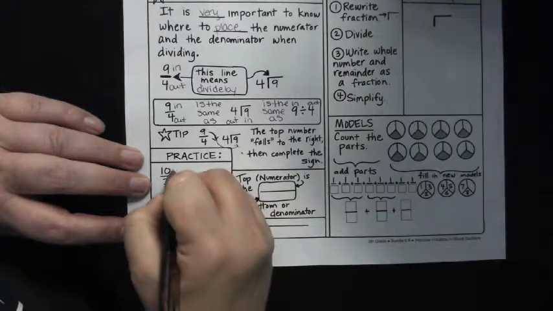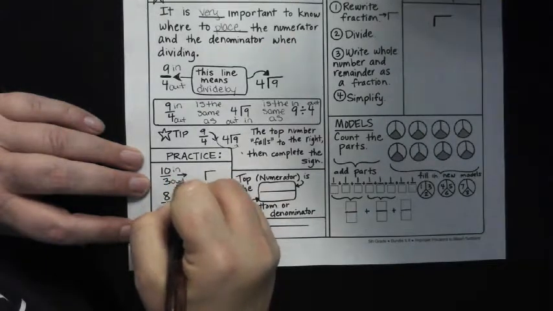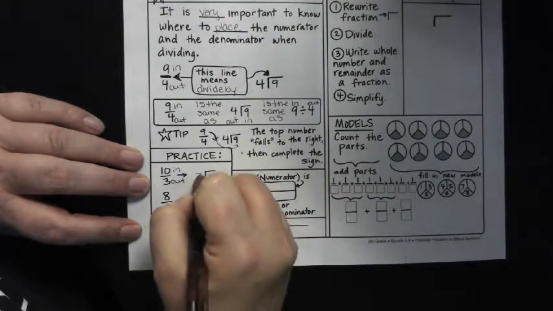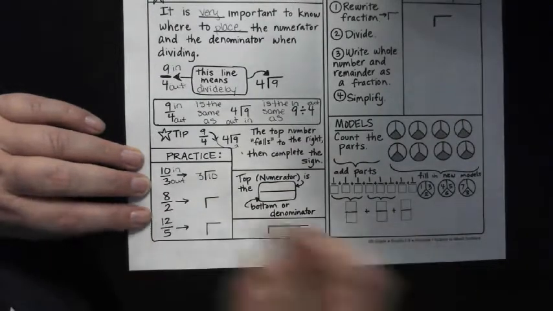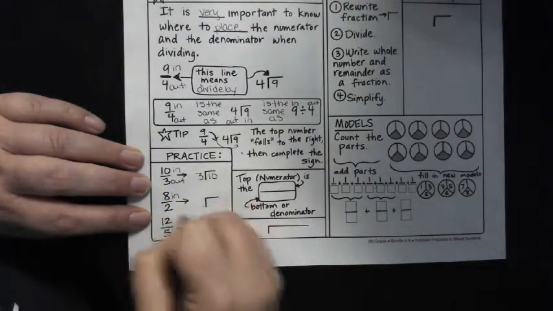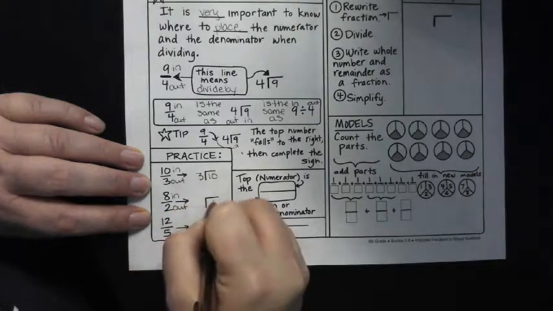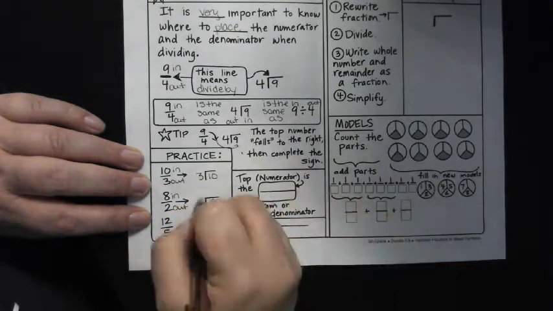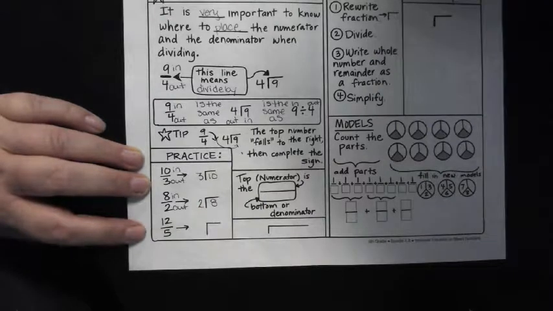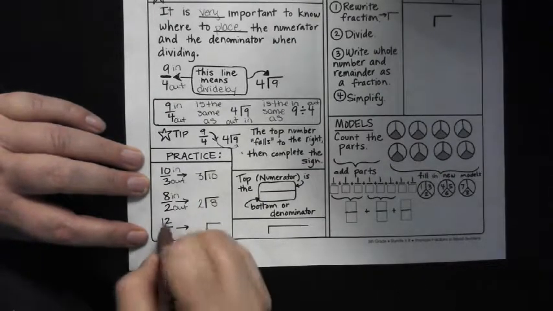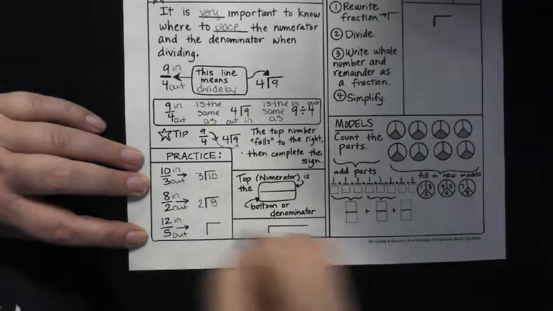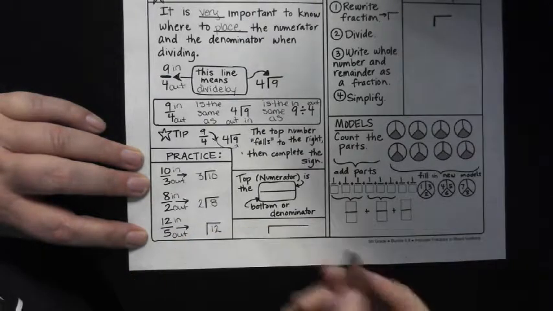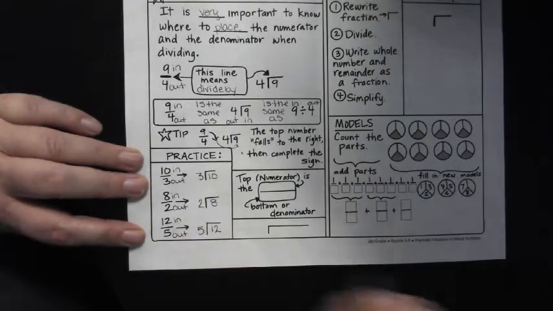Alright guys, so if we put our in and our out, that means the 10 goes inside, the 3 goes outside. For 8 halves, that means the 8 goes in, the 2 goes out. 8 on the inside, 2 on the outside. And then for 12 fifths, the 12 goes in, the 5 goes out, putting 12 and 5.